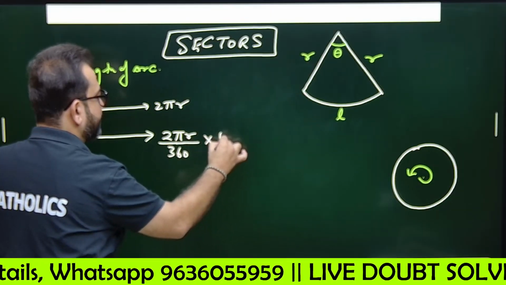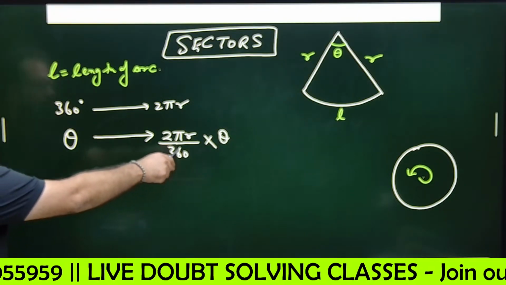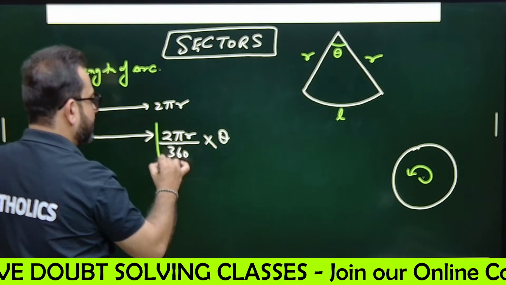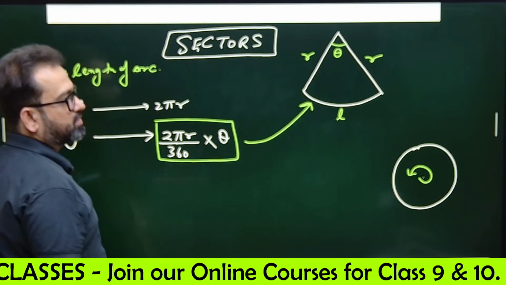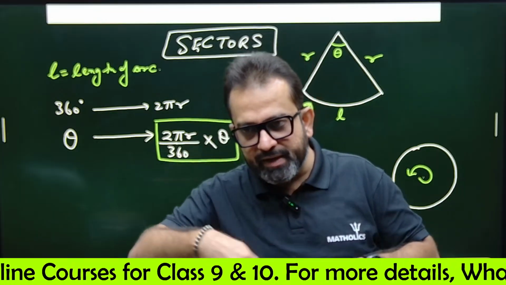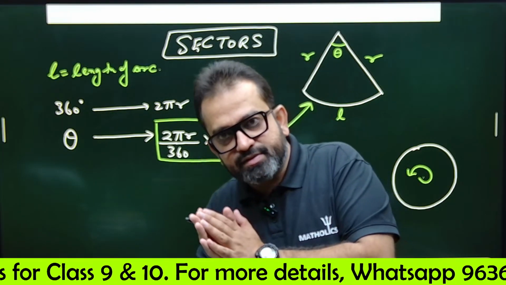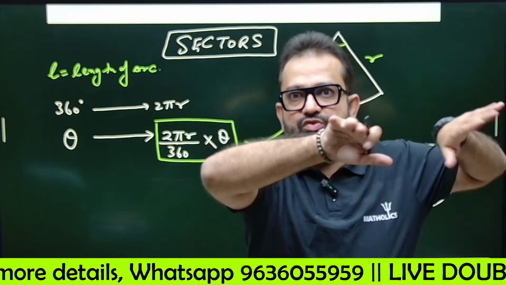And this multiplied by theta. So this is nothing but the formula for L. So this is L, the length of arc. Got this point? When the angle is 360 degrees, it will be a complete circle. So if the angle is 360 degrees, the length of arc is actually the circumference, 2 pi r.